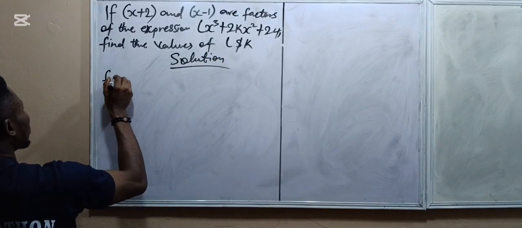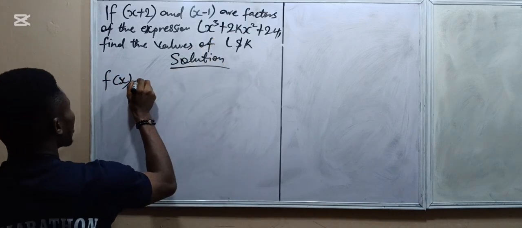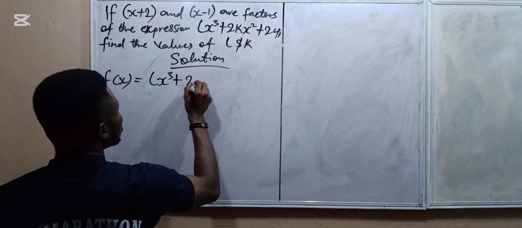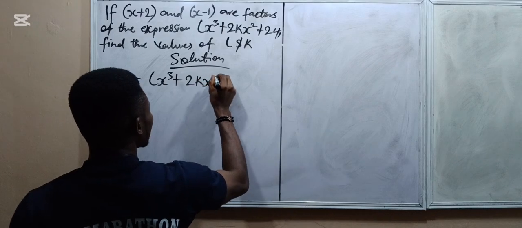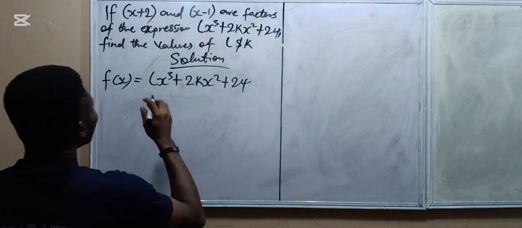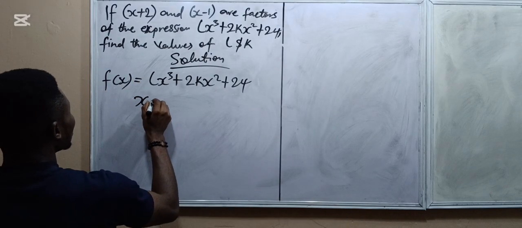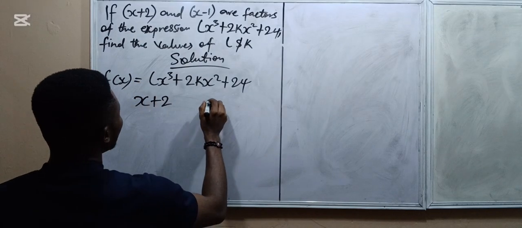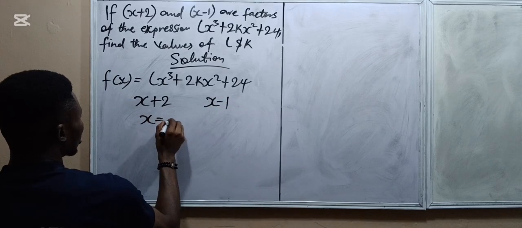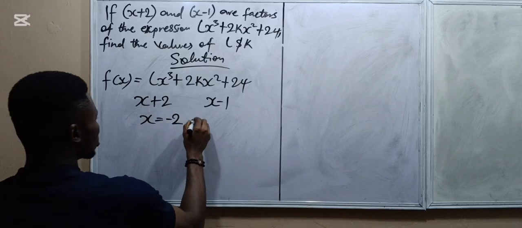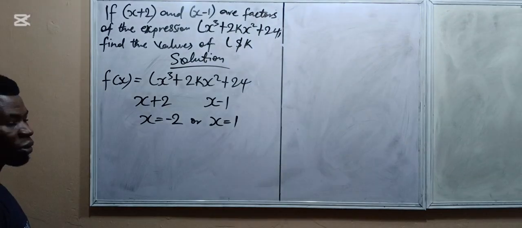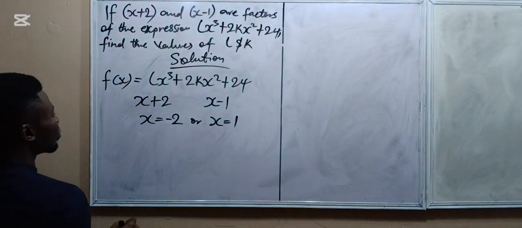Now f of x is equal to Lx to the power 3 plus 2kx to the power 2 plus 24. And we have two factors: x plus 2 and x minus 1. Now x is either minus 2 from this one, or x is 1 from this one. Now we substitute the first one, which is f of minus 2.